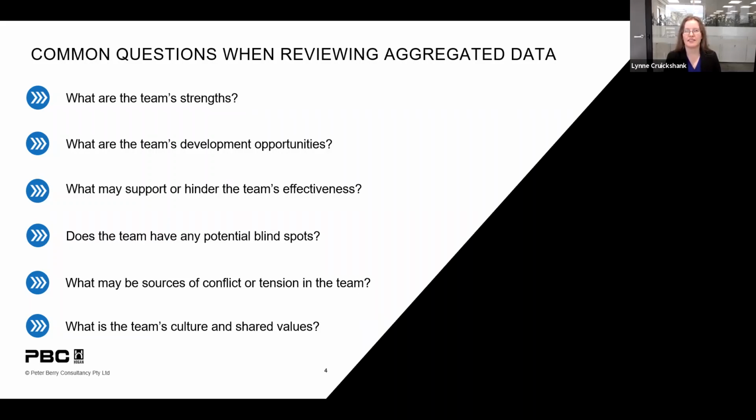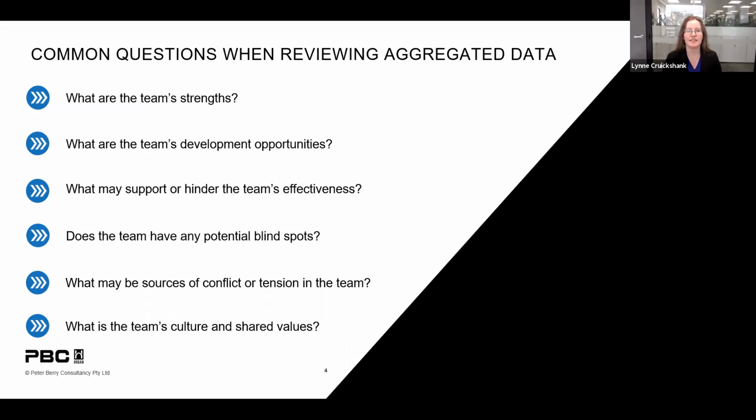Looking at aggregated data can also be a useful way to look at what may be sources of potential conflict or tension within the team, particularly when we have both the overall average within the team, but also where we can see some of the individual data and see where there may be differences when people are sitting on a scale, and how that may create some tension or conflict at times due to different approaches or different values.